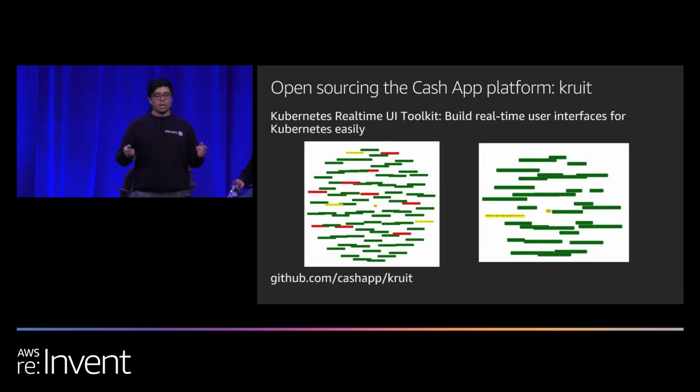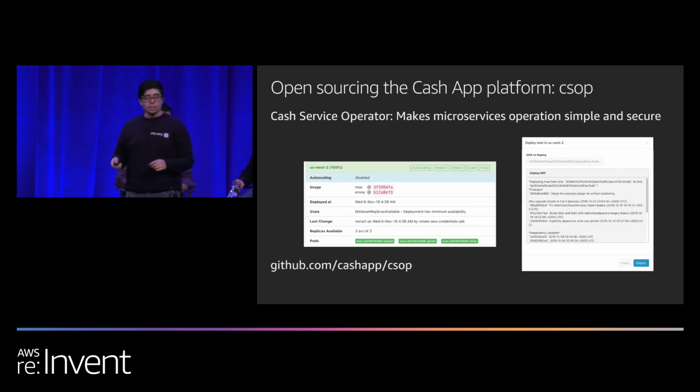Cruit, a toolkit for building real-time user interfaces for Kubernetes operations for situational awareness. Pictured here is our plugin for viewing all the nodes in a cluster by the health of the pod on that node. This comes in handy when you're updating the AMI of your worker nodes. CSOP, the cache service operator, a self-contained operator for managing services that provides features like auto-deploys, canary deployments, and a GUI dashboard.